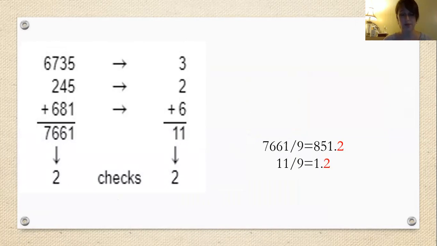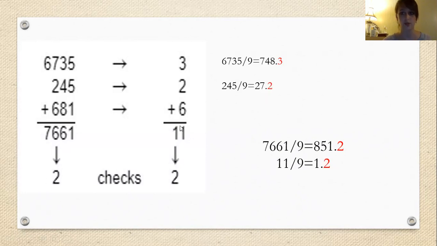Okay. So basically, when you divide 6,735 divided by 9, you get 748.3. You want to take the remainders of each one, which is a little bit tricky at first. You have to divide them out and then use the remainders. So 245 divided by 9 equals 27.2. You use that remainder too.